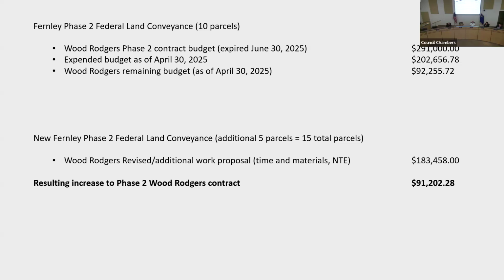Councilman Hannan: Mr. Mayor, there's nothing further. I'm ready to make a motion. I move to enter into a contract with Wood Rogers for $183,458 to assist with additional work to complete the authorized conveyance of federal lands to the city under the 2014 National Defense Authorization Act. Second that motion.